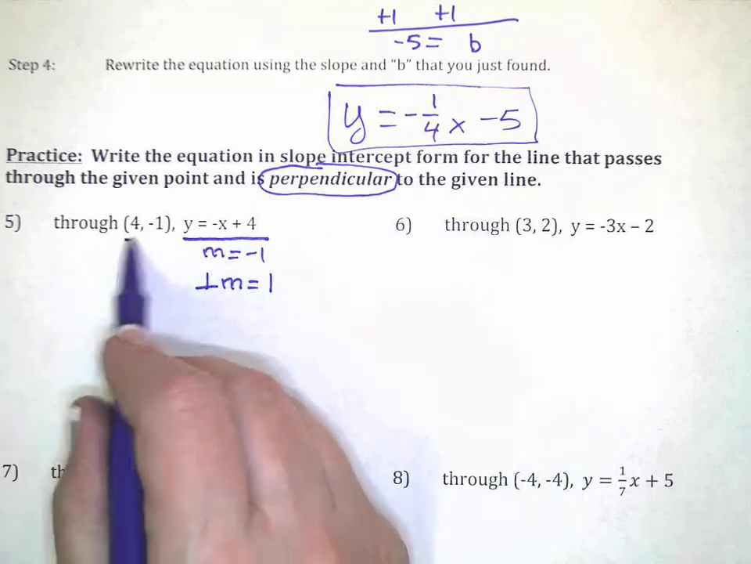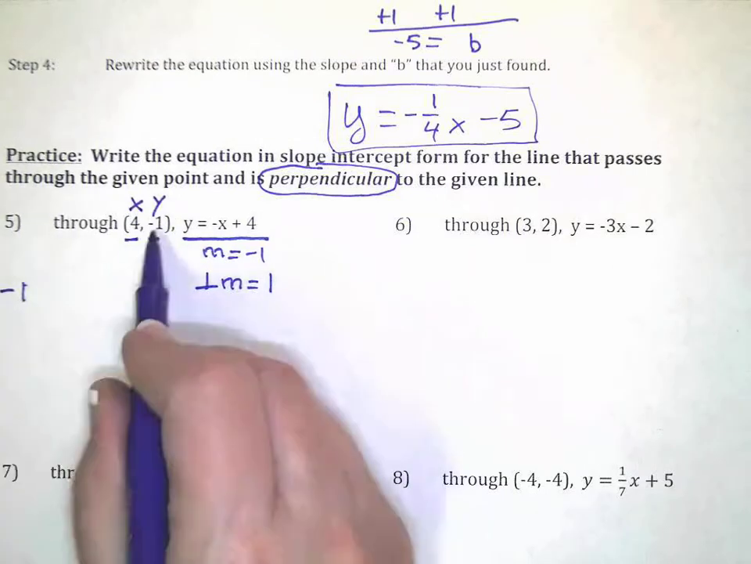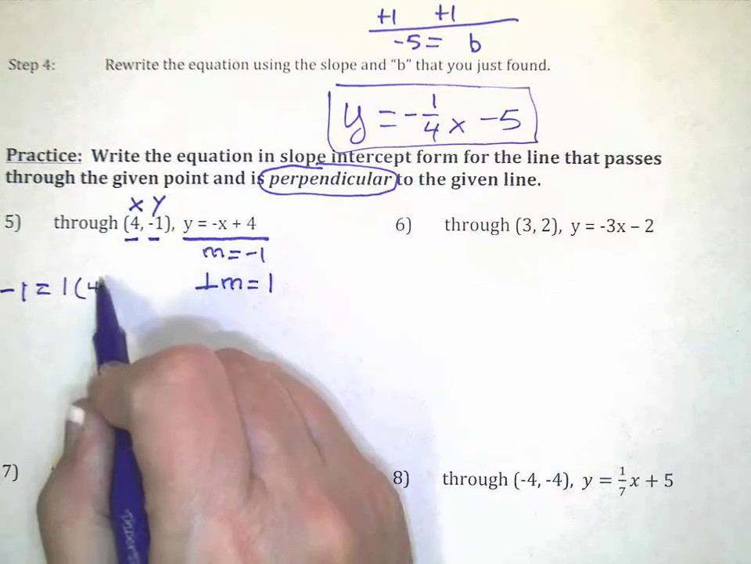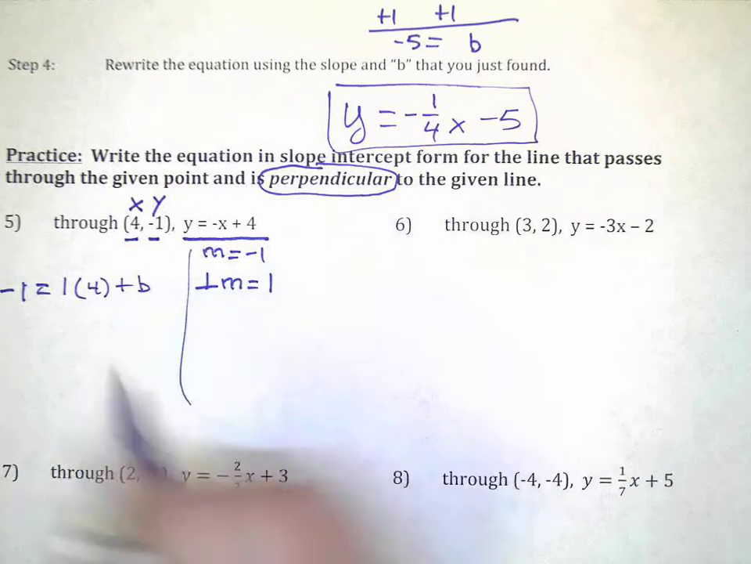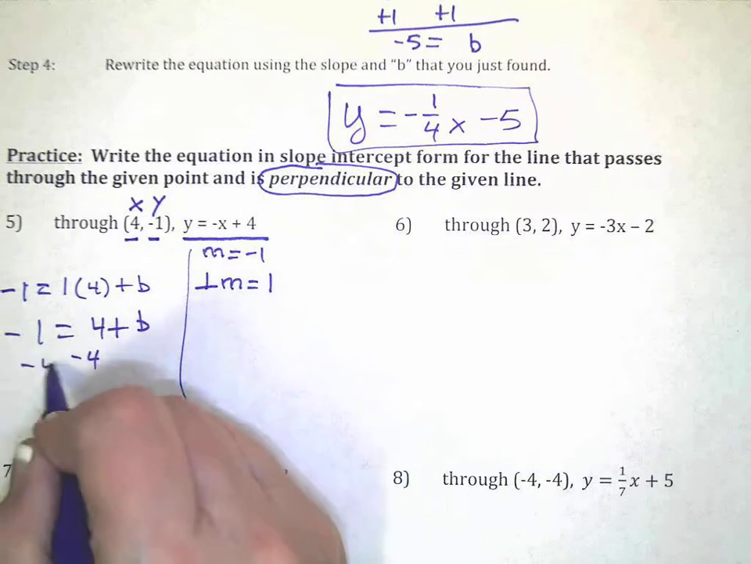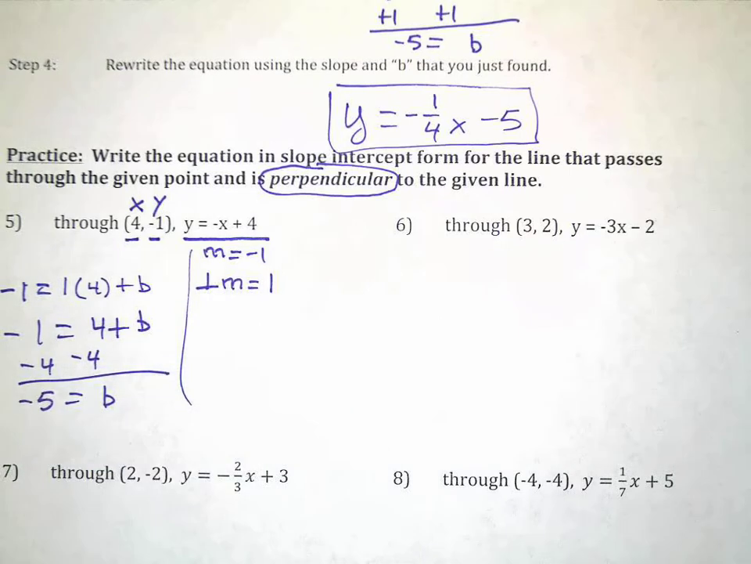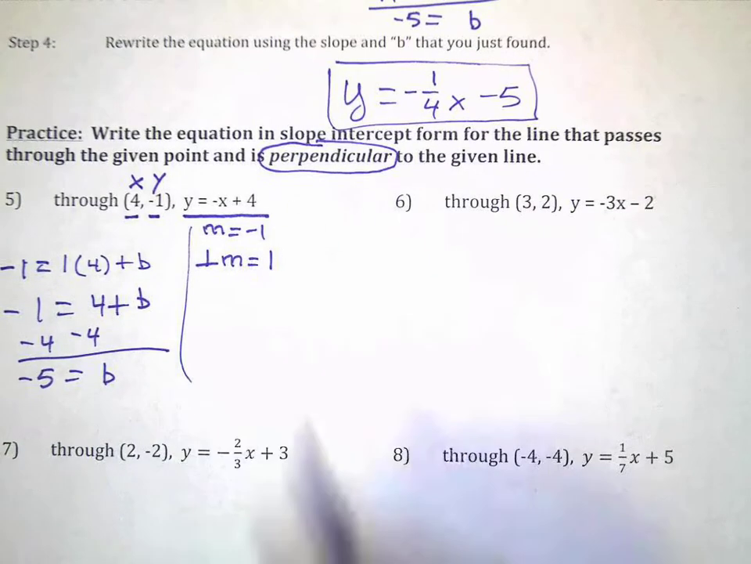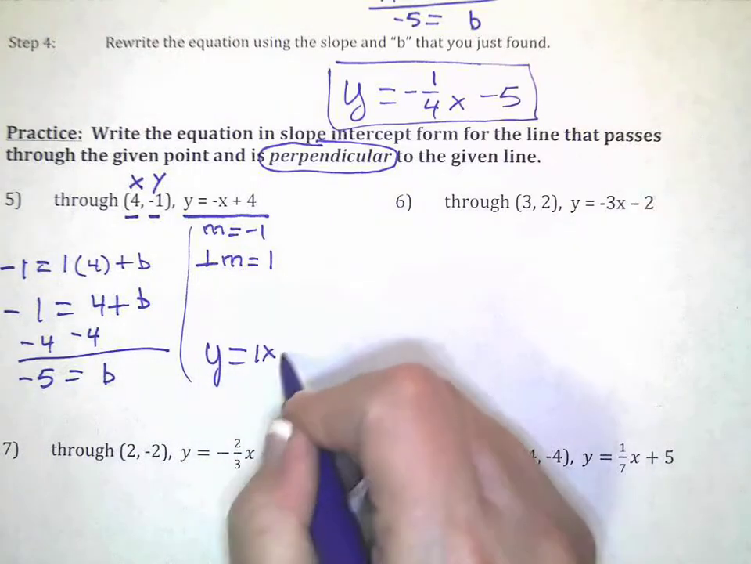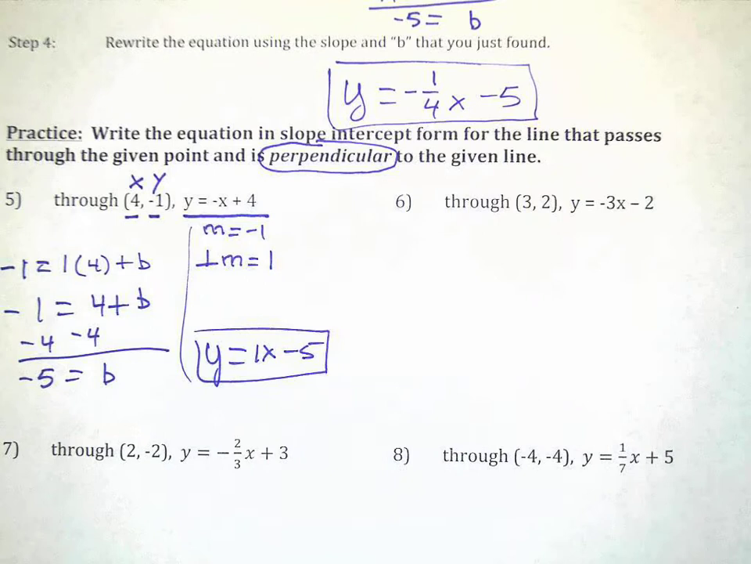Let's go ahead and substitute what we know. Negative 1 for y equals our slope of 1 times x, which is 4, plus b. Negative 1 equals 4 plus b. Subtracting 4 from both sides, we are getting b equal to negative 5. So when we write our final answer, we have y equals our perpendicular slope of 1, x, subtract 5. And you could have left this slope off and just written it as y equals x minus 5.